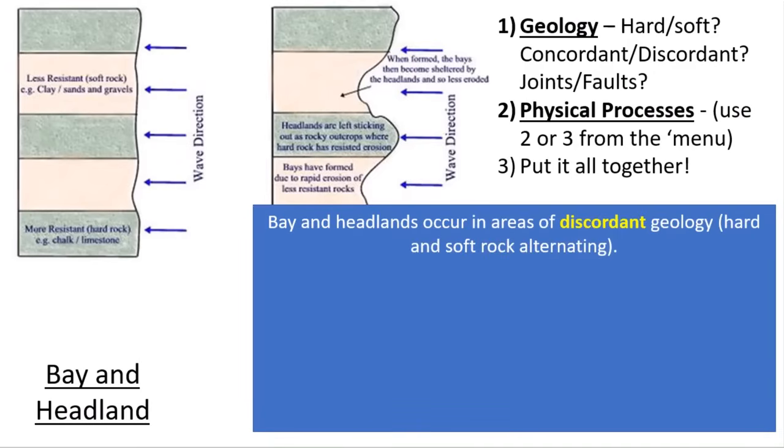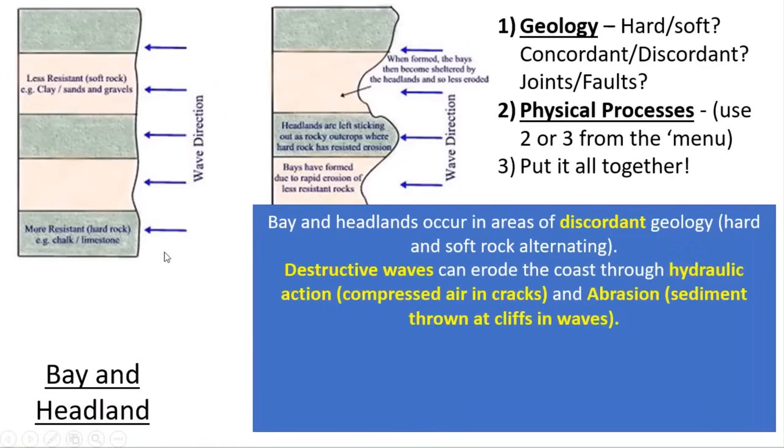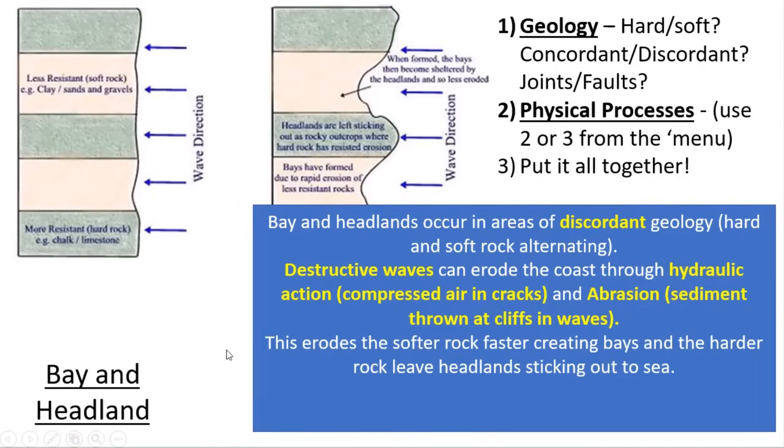So starting with geology, bays and headlands occur in areas of discordant geology, so hard and soft rock alternating, you can see here. Destructive waves, erosion, can erode the coast through hydraulic action, compressed air in cracks, and abrasion, sediment thrown at cliffs in waves. Remember, I haven't just mentioned the process, I've very briefly described what that process is, so I can show the examiner my knowledge. This erodes the soft rock faster, creating bays, and the harder rock leaves headlands sticking out to sea, which is what we can see here, headland, bay, headland, bay.